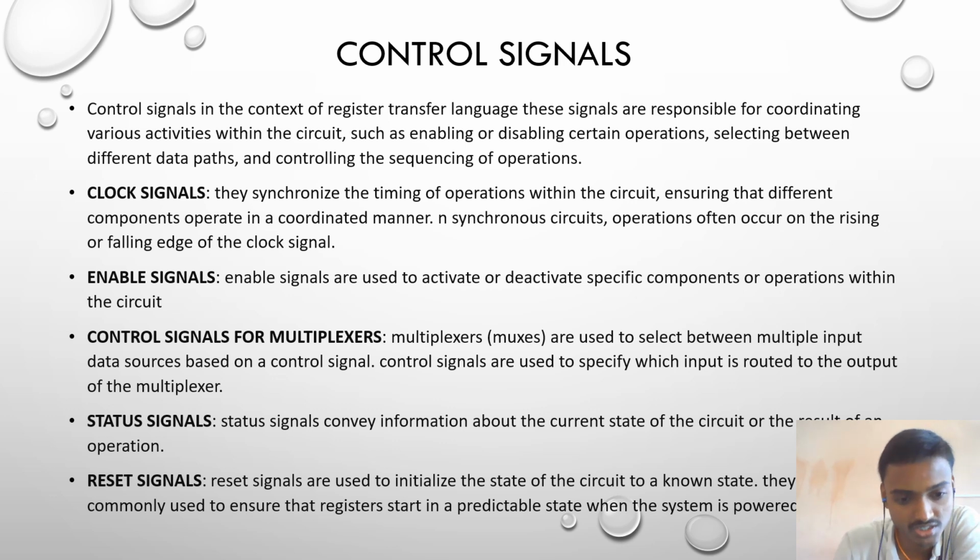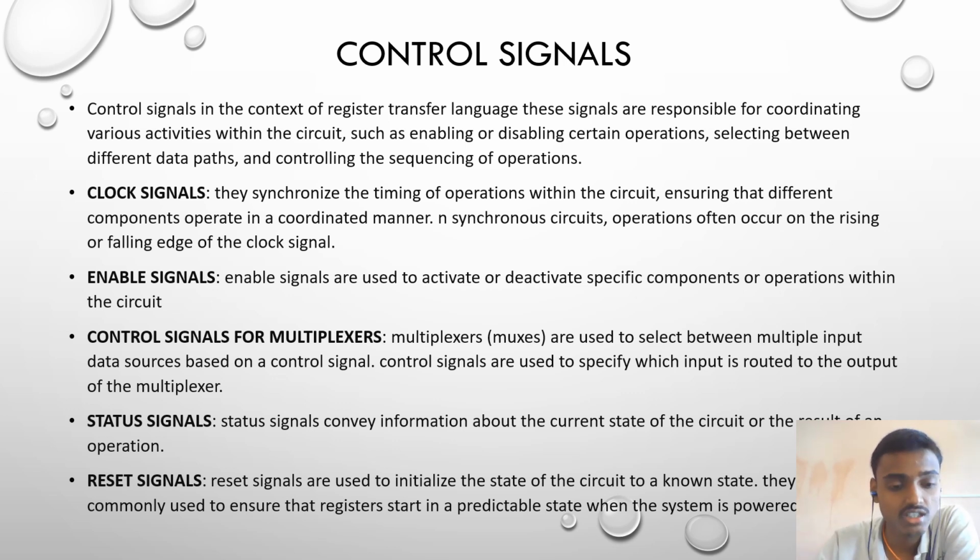Status signal. A status signal conveys information about the current state of the circuit or the result of the register transfer operation. It tells about the current state or the present state of the register transfer operation.